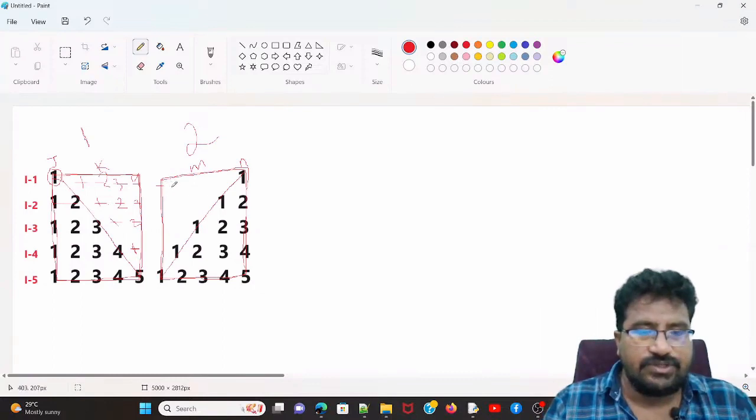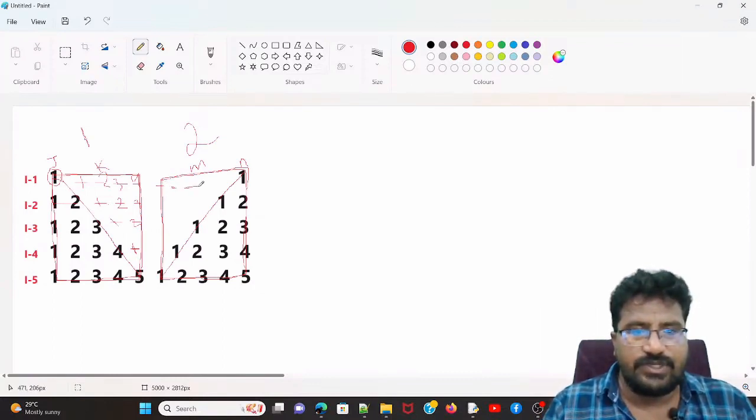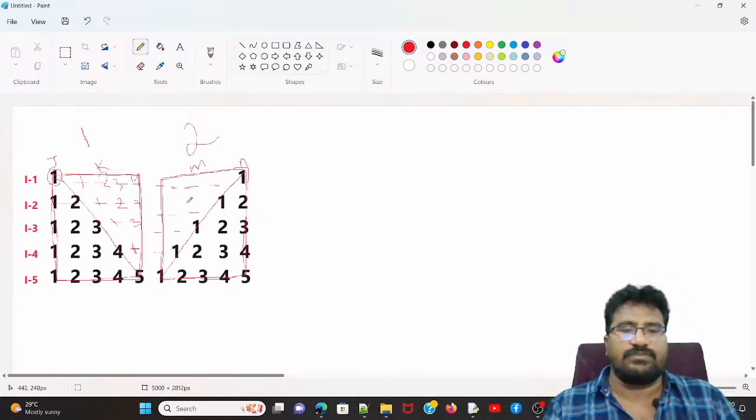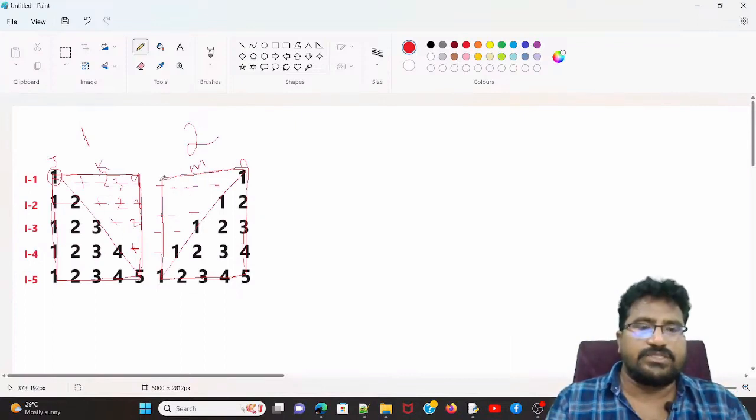So 1 space, 2 spaces, 3 spaces, and 4 spaces. Next to 3 spaces only. 1, 2, 3. Next to 2 spaces only, guys. And next to only 1 space only. Means again a space is decreasing. So here again, this is the 1, this is the 2, this is the 3, this is the 4.